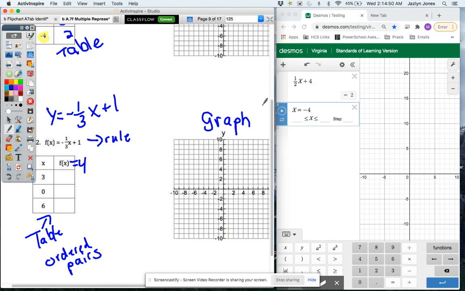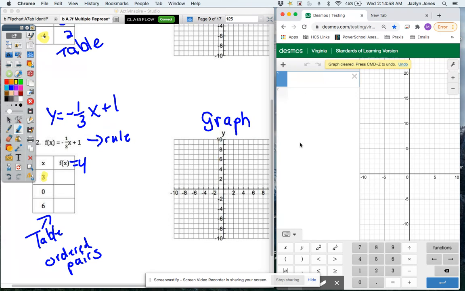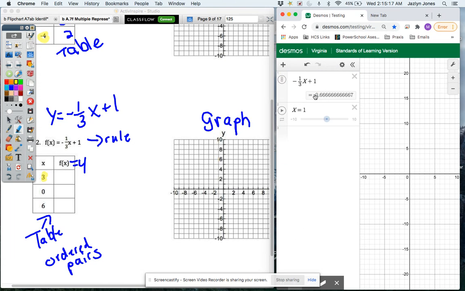Okay. So the first thing that we're going to plug in is a positive 3. So we're going to come over here. We're going to clear all. We want to make sure that we said that it is a capital X. So negative 1/3 capital X so that we can get this slider. You want that slider, okay? Plus 1. Once you do that, then you click on Add Slider.